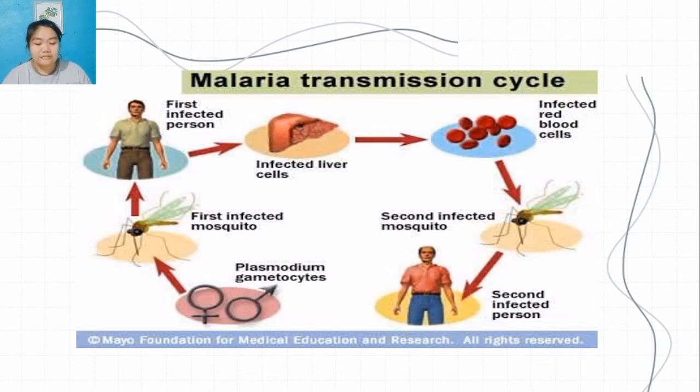The liver cells eventually burst, releasing a multiplied form of the infection into your bloodstream. And then once in your red blood cells, the parasite reproduces further, and some develop into the form that's available to be ingested by a mosquito, the gametocytes. And then it bites a person, the second infected person, thus renewing the cycle of transmission of malaria.